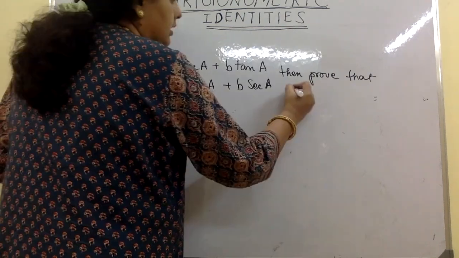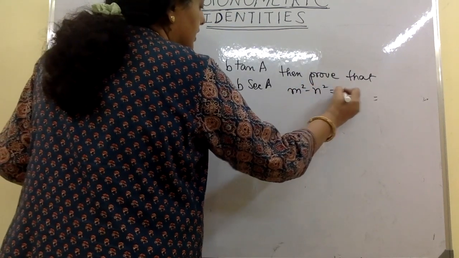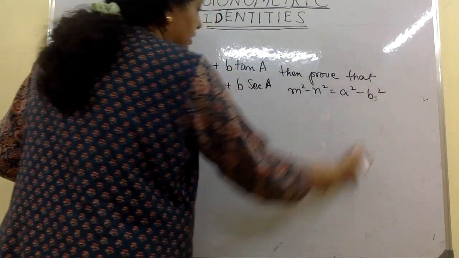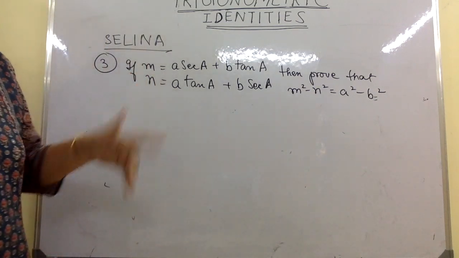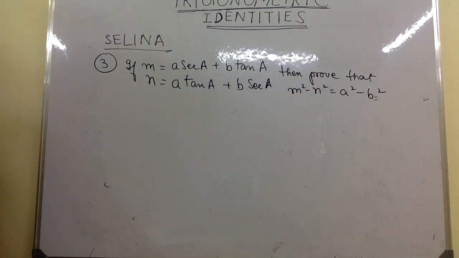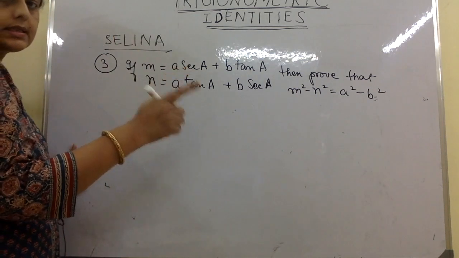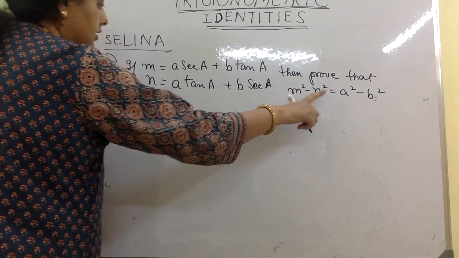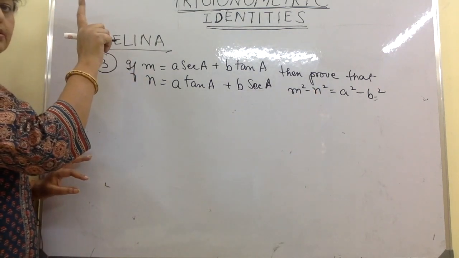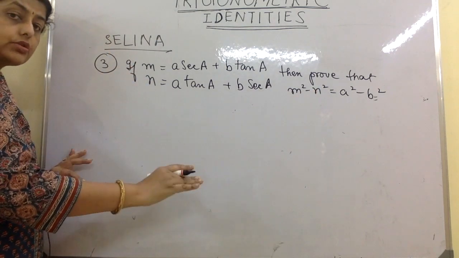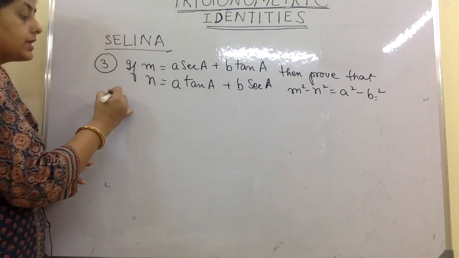Next: m square minus n square is a square minus b square. This time it is with a minus sign. M square and n square have come with a minus sign. So a tan a, b sec a, a sec b tan a. Now I can see m square here, n square here, so I will square this. I don't have to think how I will solve it. I will just square to get my m square.